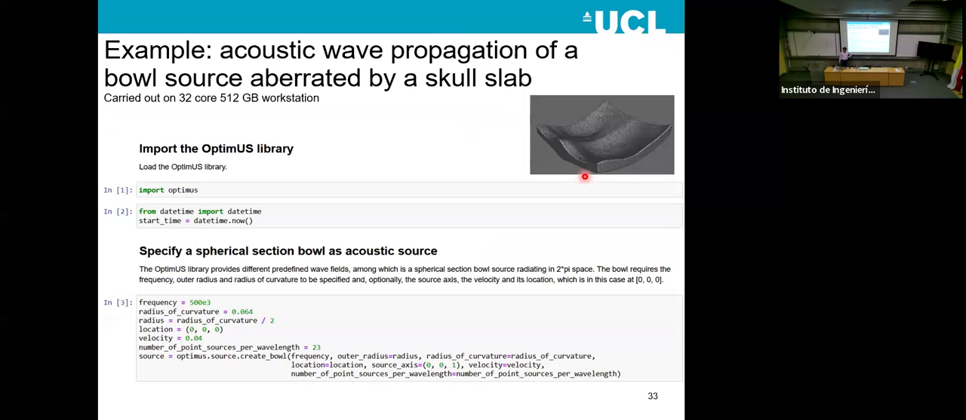And what I'm going to show you here, very briefly, is the script that we can use to solve the propagation through this skull slab. And you can see it's fairly straightforward. So we import OptimUS. Here we have the time and date. Here we define our source, the bowl source, in terms of the frequency, radius of curvature, the location, so basically where it's situated in the Cartesian grid, the velocity, and the number of point sources per wavelength, which we put at 23. This is slight overkill, but it does actually provide better agreement in the near field. And here we create our bowl source.